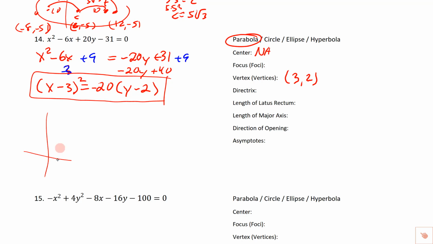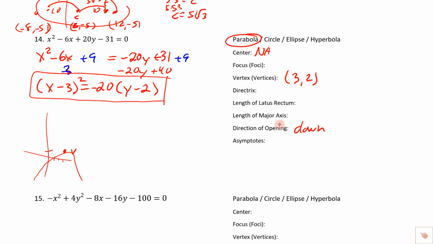If I were to graph where that is, so 1, 2, 3, and then up 2, so we're right here. So there's the vertex. And the fact that this is negative means it opens down. So it's going to go something like this. Okay, so it opens down, because that's negative.